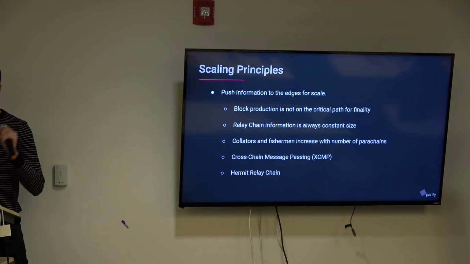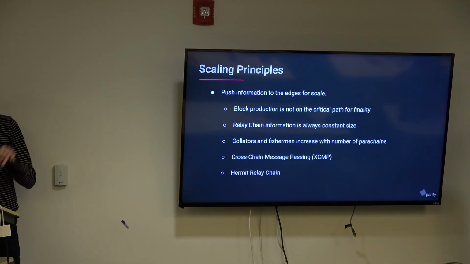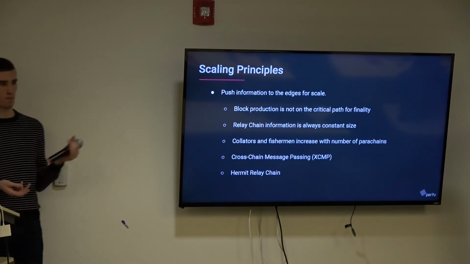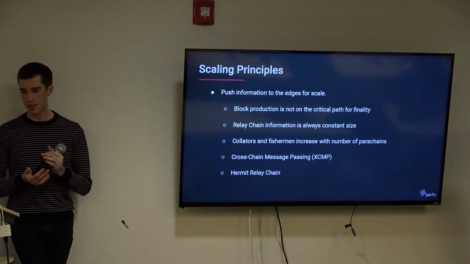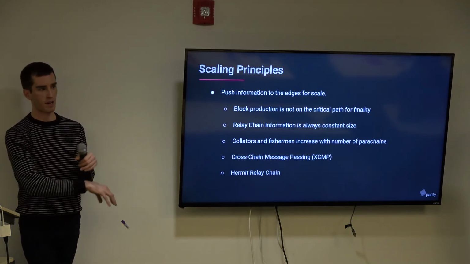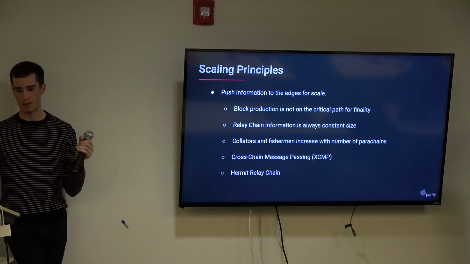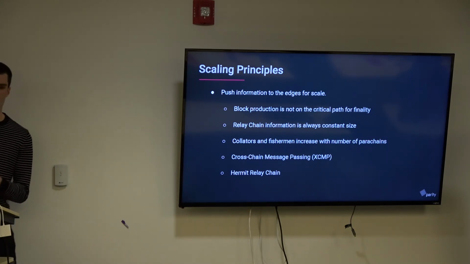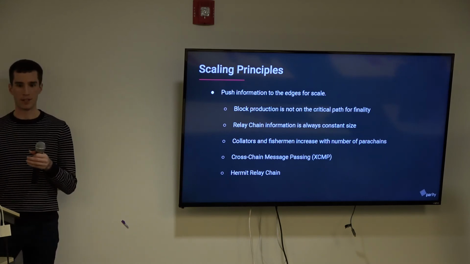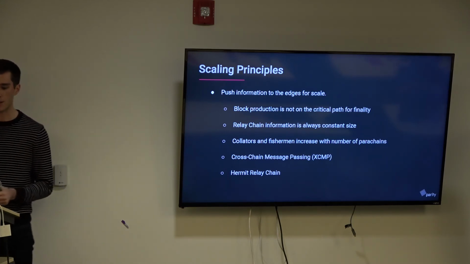So this one's good. Collators and fishermen will increase with the number of parachains. These are not on the relay chain. The collators and fishermen are on the parachain. We need these people to go do these availability and validity checks, but they exist on the parachains, not on the relay chain. So if we double the number of parachains, it's not any increase of burden at all on the relay chain. It's just these things kind of come with the parachains.